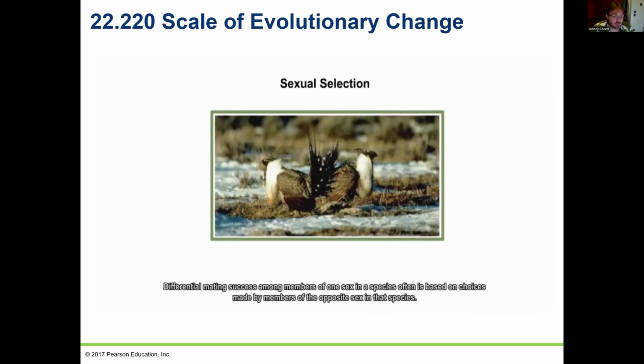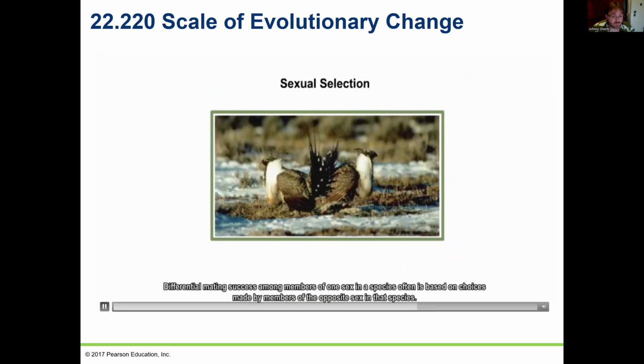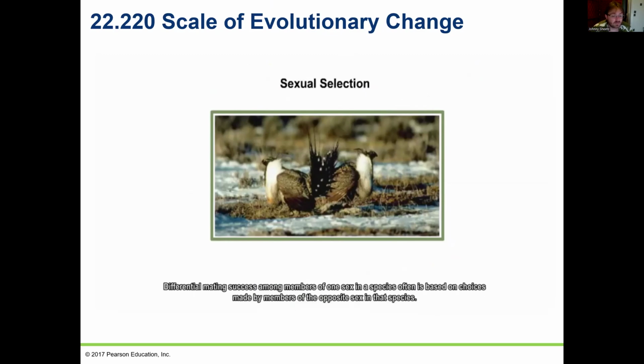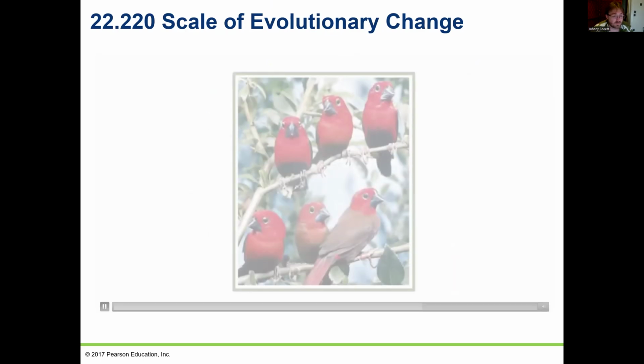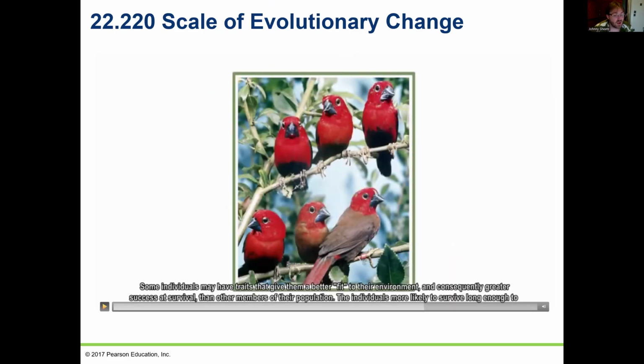Differential mating success among members of one sex in a species often is based on choices made by members of the opposite sex in that species. This phenomenon, by the way, is known as intersexual competition, which is sex between the genders. Intrasexual competition, with an A, is going to refer to males lekking or basically fighting each other to try to accumulate females.